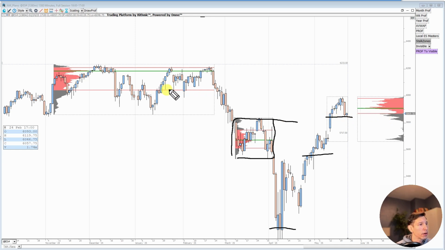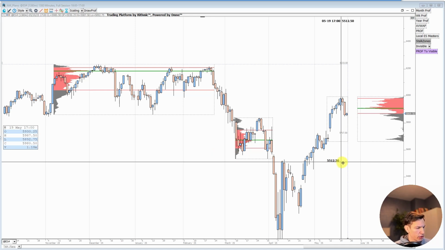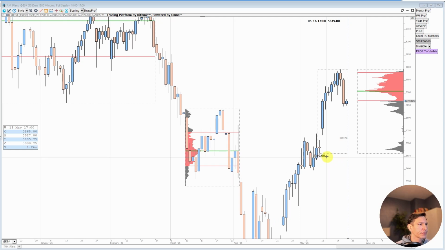around this area. We were looking for potential continuation into the 6,000 and 6,030, which would correspond with this HVN right there. That's what we were basically looking for. And then yesterday we got some reversion lower through our sort of choppy trend higher. Let's take a look at that.